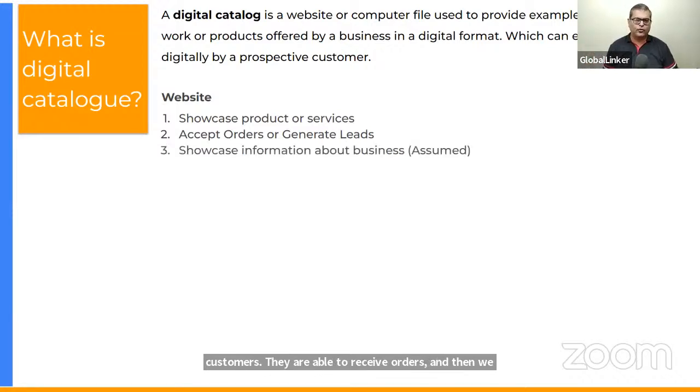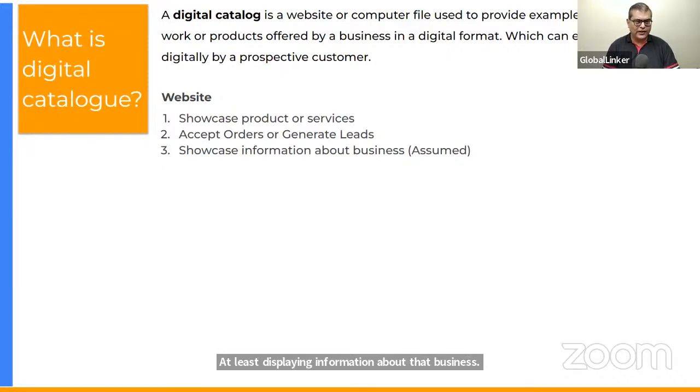It should also be showcasing information about that business, which I have also written. It is assumed that most of the websites on the internet that you'll find will be at least displaying information about that business. So these are the three characteristics.